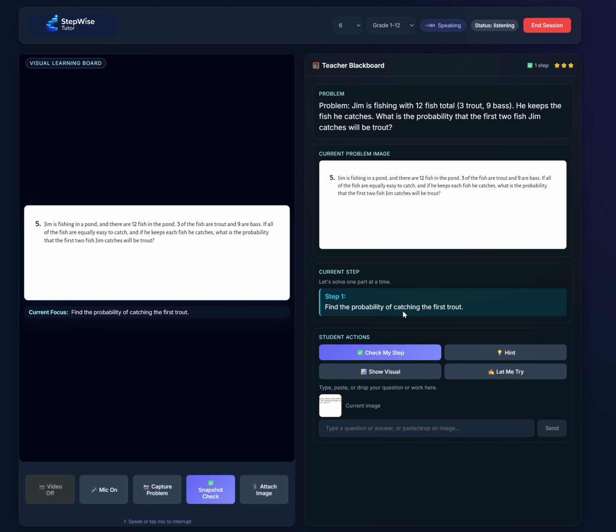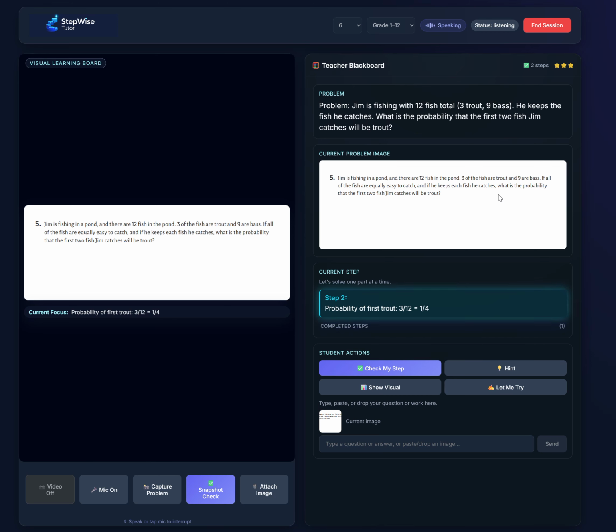Exactly. So the probability of catching a trout on the first catch is 3 out of 12. We can simplify that to 1/4. Now, what happens after the first catch? So it becomes 2 out of 12.